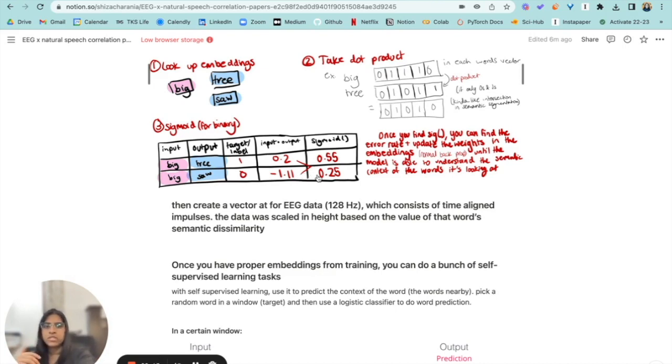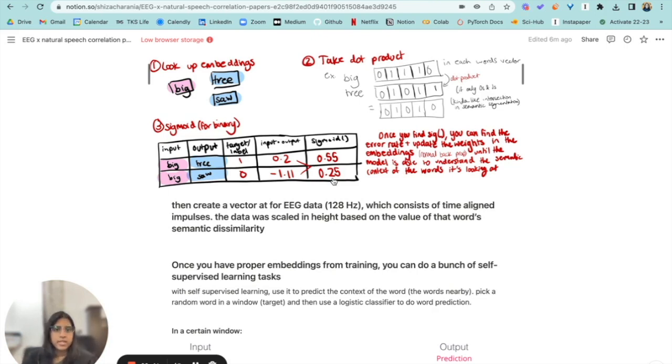So you basically use the sigmoid function, and it looks like kind of an S shape. You can search it up yourself. You basically plot it from 0 to 1. So now for big and tree, you have 0.55, and for big and saw, you have 0.25. So that's kind of what the embeddings are going to be, the weights for big and tree and big and saw, and the difference between both of them, the similarity.